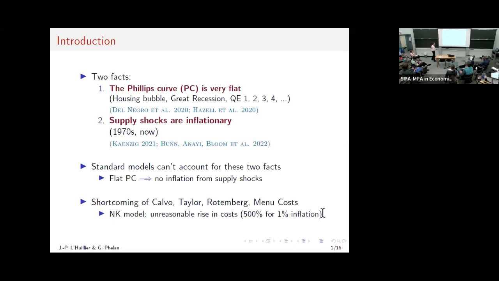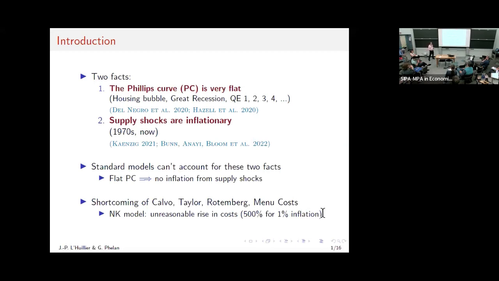Fact number two is supply shocks are inflationary. Think about the 70s. Think about what's happening now. So the starting point of the paper is to point out that despite these facts being important, in our opinion, to characterize inflation dynamics, standard models cannot account for these two facts at the same time. Why is that? If you have a model that gives you a flat Phillips curve, then your price level is very rigid. But if your price level is very rigid, then you cannot have inflation from supply shocks.